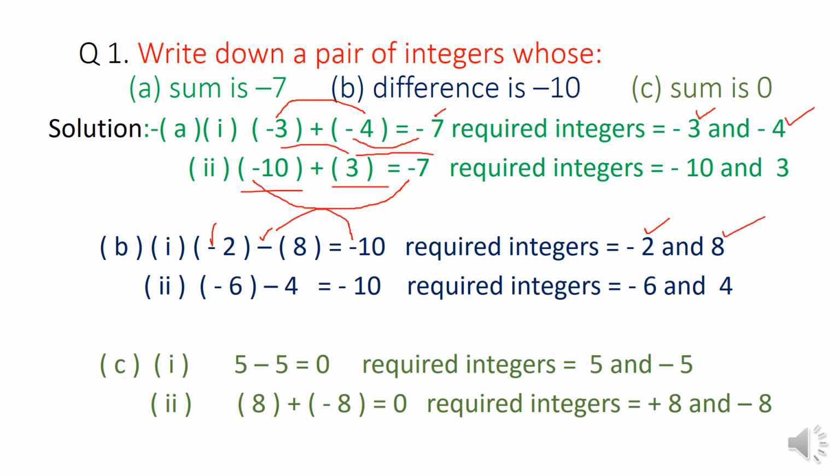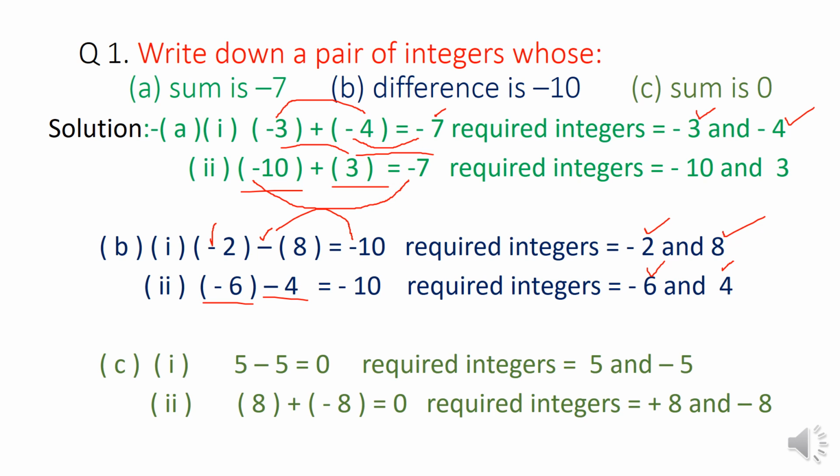Now, another one is minus 6 and minus 4. In the same way you will get the result minus 10. So, the required integers are minus 6 and 4. Now, another one, question (c). Here we need sum 0. So, you know the additive inverse will give the sum 0. So, 5 has its additive inverse, that is minus 5. So, the required integers are plus 5 and minus 5. Here 8 and minus 8 will give you the result 0. So, the required integers are plus 8 and minus 8.